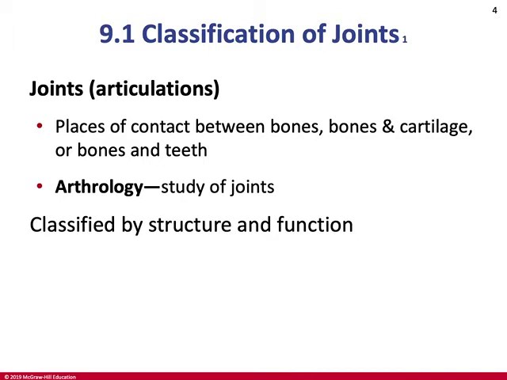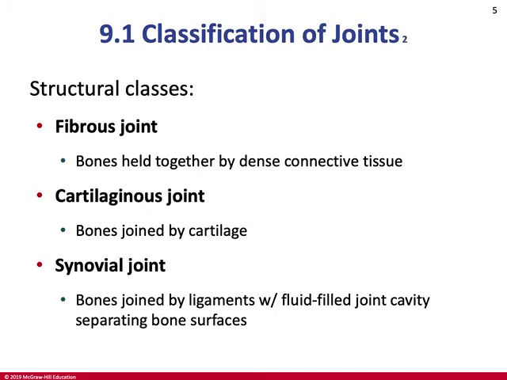Arthrology is the study of joints, and we can class joints by both their structure and their function. So the structural classes deal with the materials that make up the joint. What components go into it? A fibrous joint is held together by dense connective tissue. Remember that connective tissue's job is to seal other tissues together. So this will be tissue that's similar to the type that you find in ligaments and tendons.